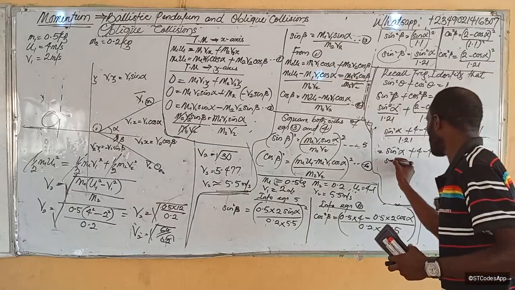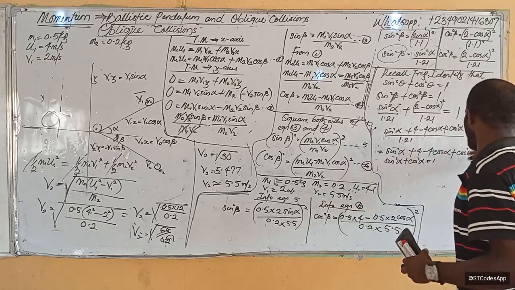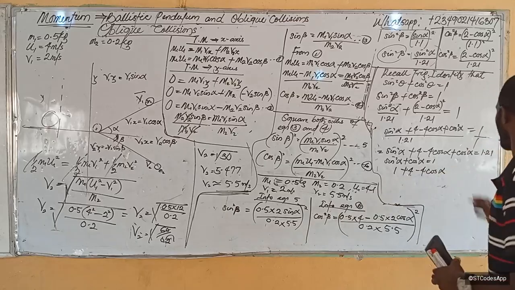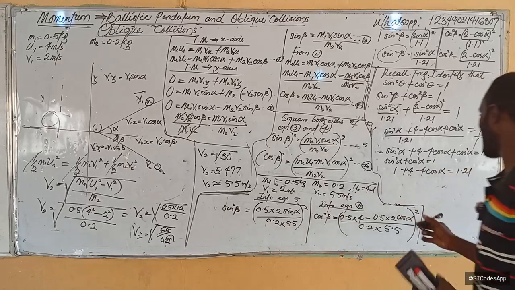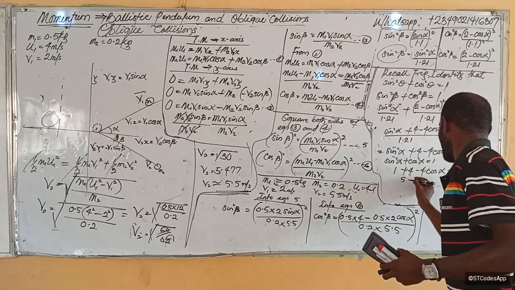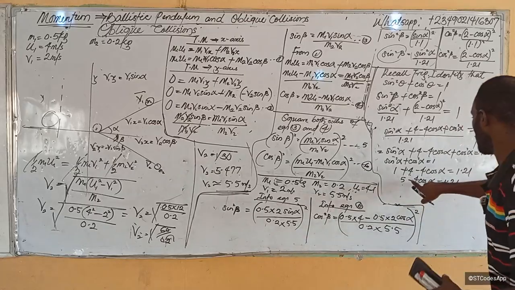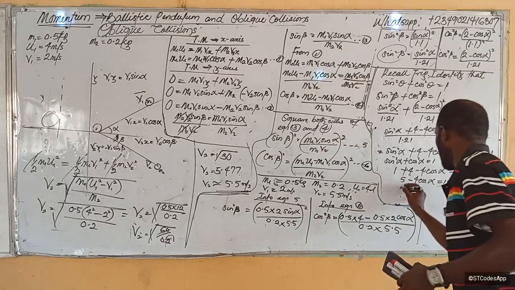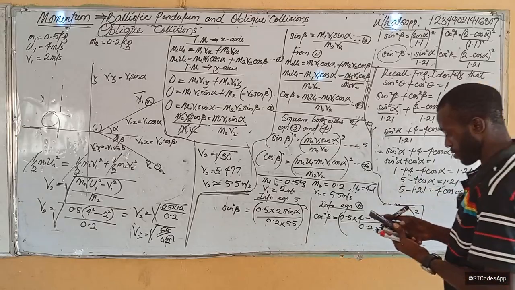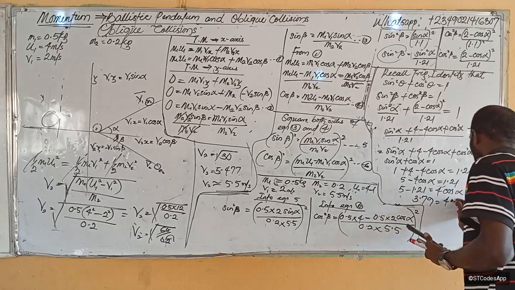So recall again that sine squared alpha plus cos squared alpha is 1. So this place and this place give us 1 plus 4 minus 4 cos alpha is equal to 1.21. You see we are getting there. So very simple, what do you now do? 5 minus 4 cos alpha is equal to 1.21. Transpose this one here and bring this one here. That will be 5 minus 1.21 is equal to 4 cos alpha. 5 minus 1.21 will give you 3.79 is equal to 4 cos alpha.